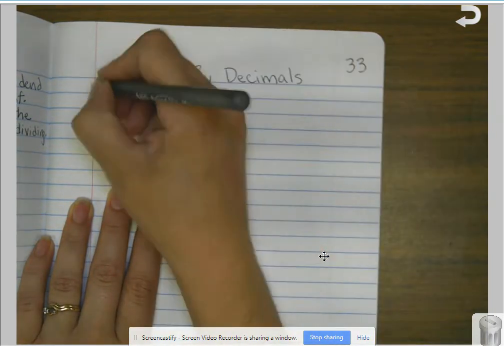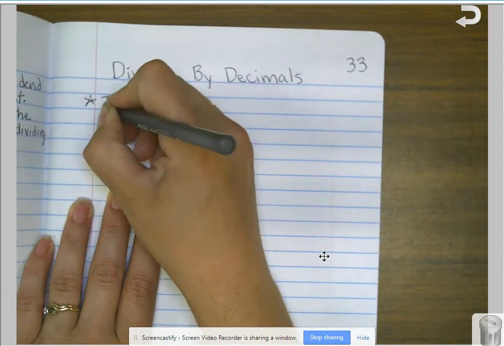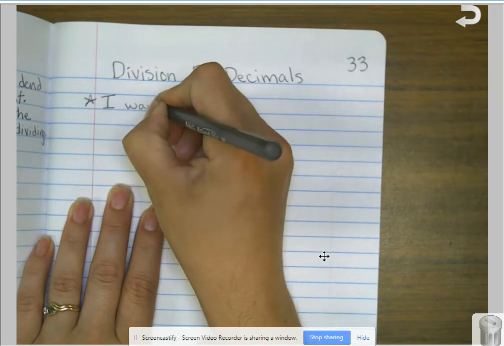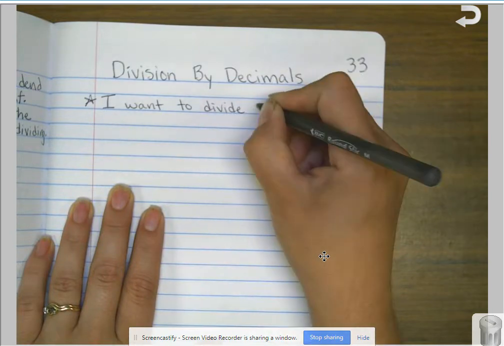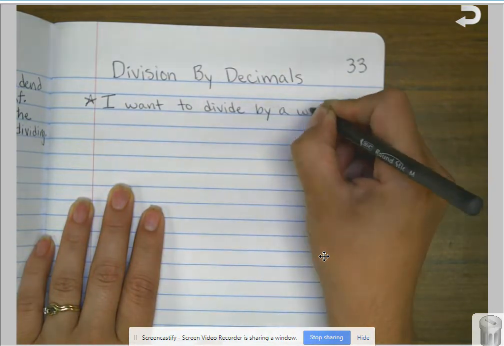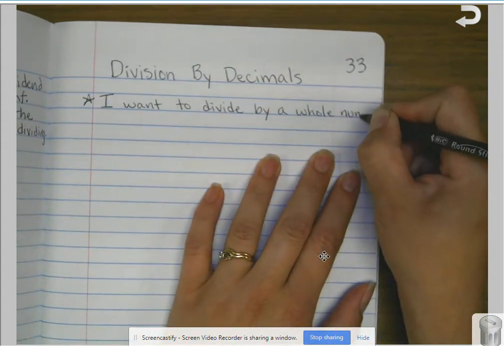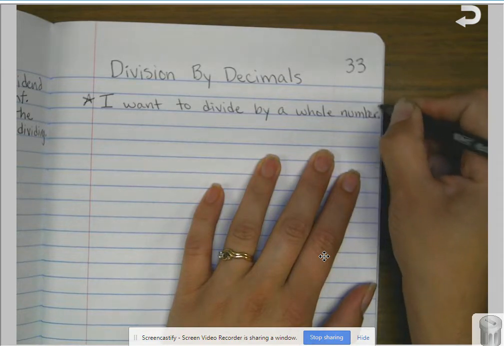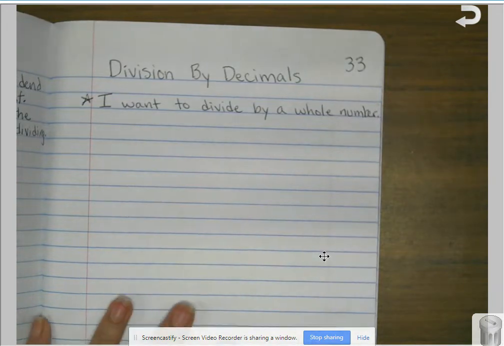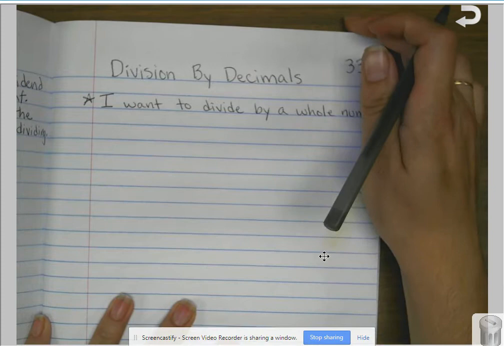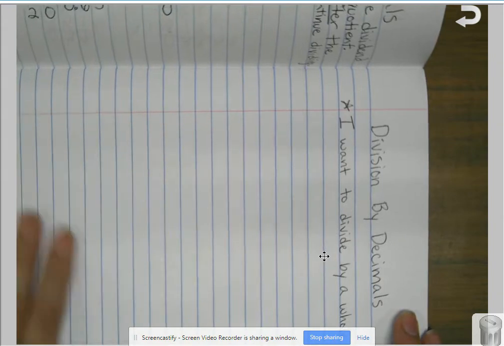Okay, what I want you to remember, skip a line and put a star. I want you to remember, I want to divide by a whole number. If you remember that you want to divide by a whole number, that will help you remember that you're going to have to move the decimal in order to divide nicely. All right, so we're going to do some examples. Once again, we're going to turn our page so that we make sure our decimals get lined up perfectly.